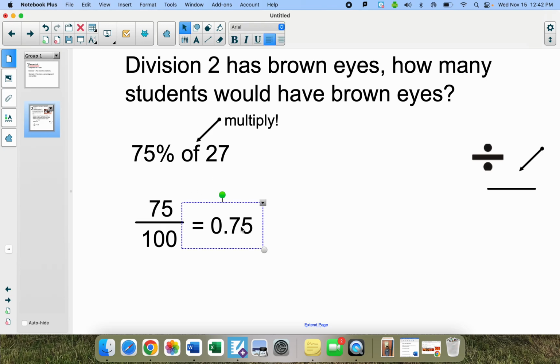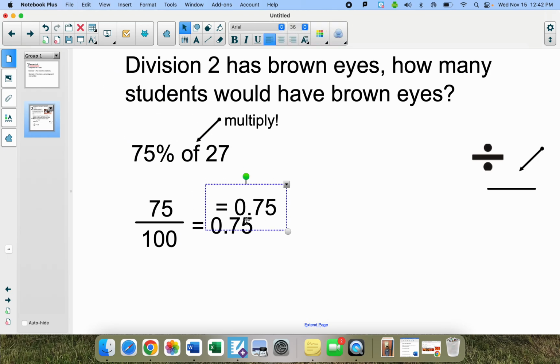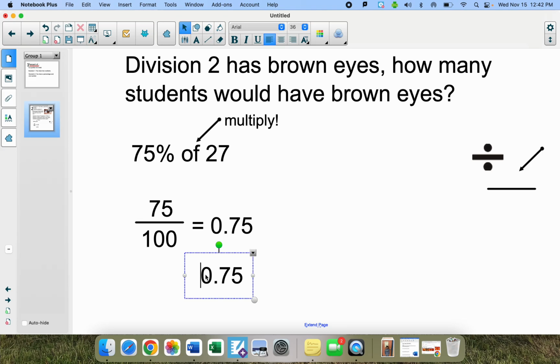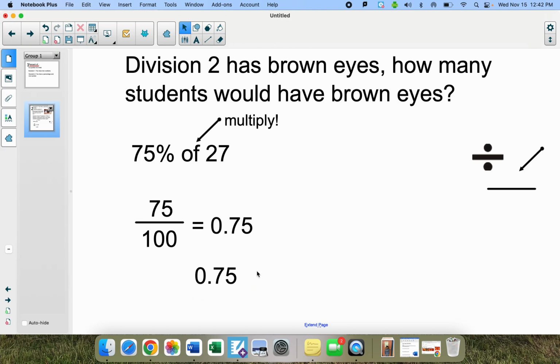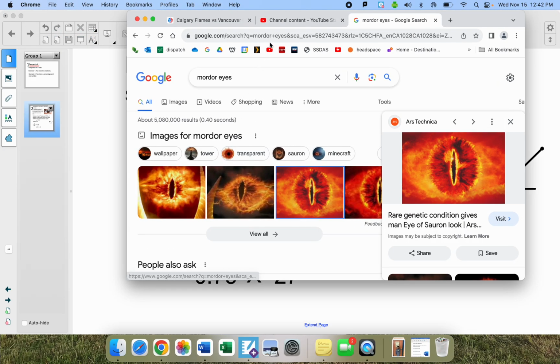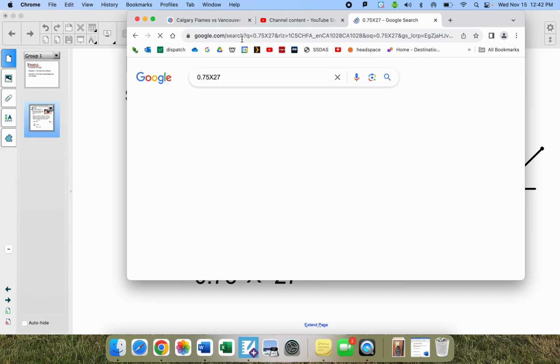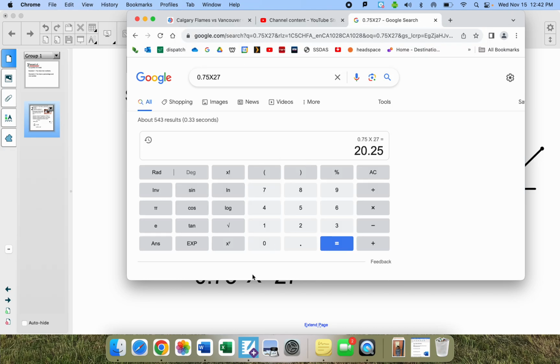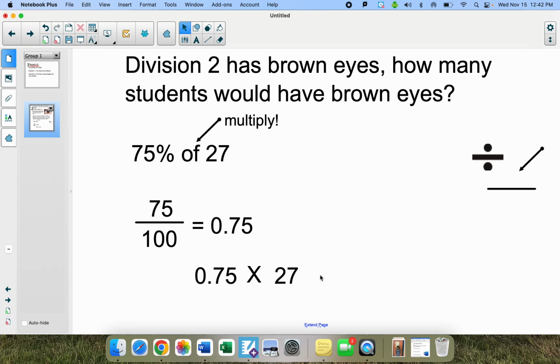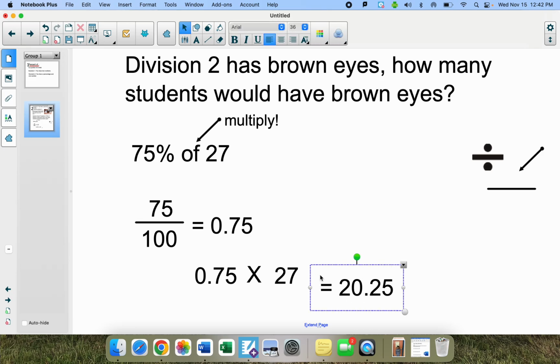Now, of means multiply. So I'm going to take that 0.75, and I'm going to multiply by 27. Now, I will need a calculator for this, so I'm not sure what the answer is going to be. Okay, we got 0.75 times 27, 20.25. So it equals 20.25 students.